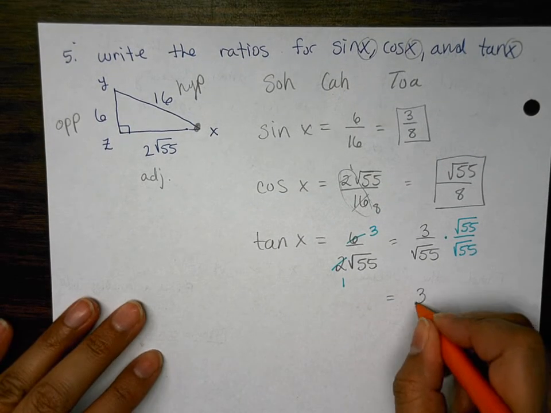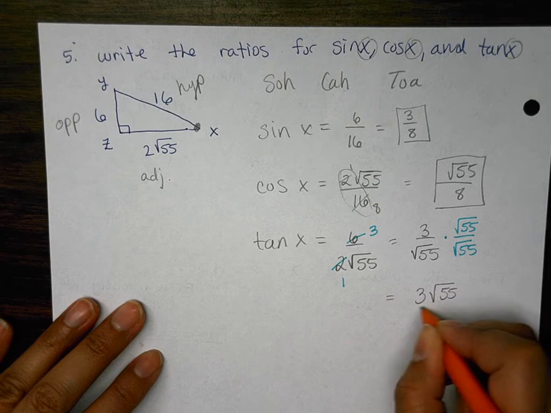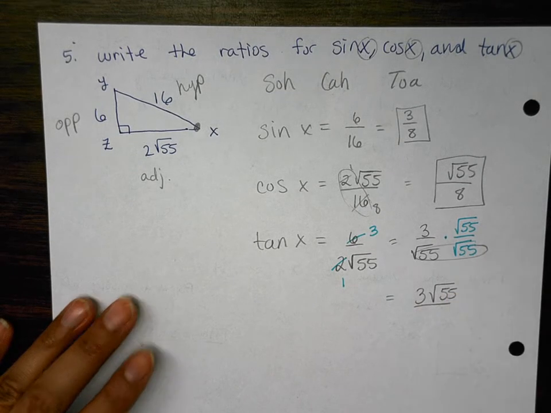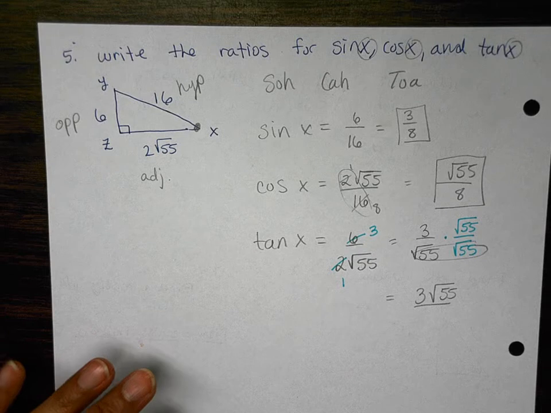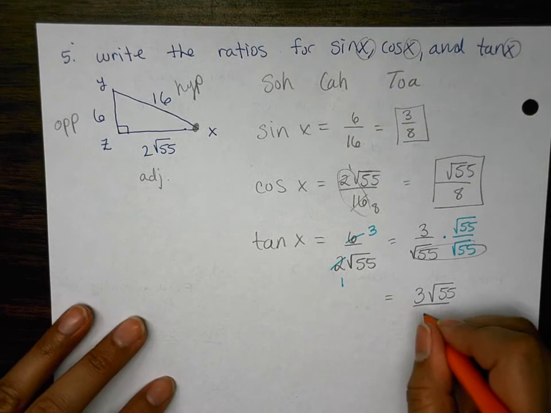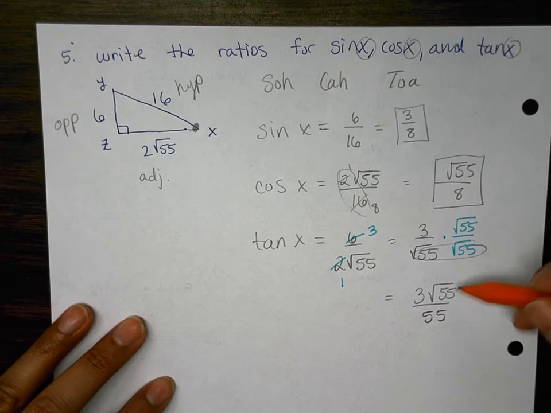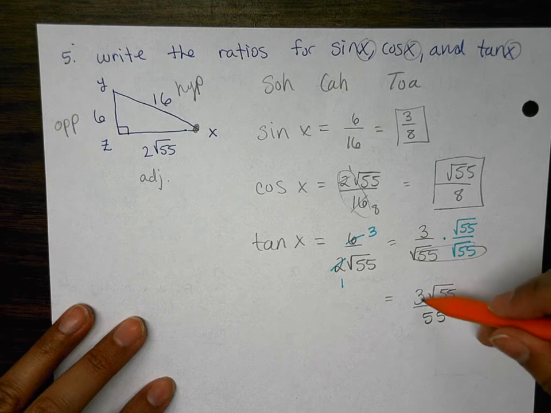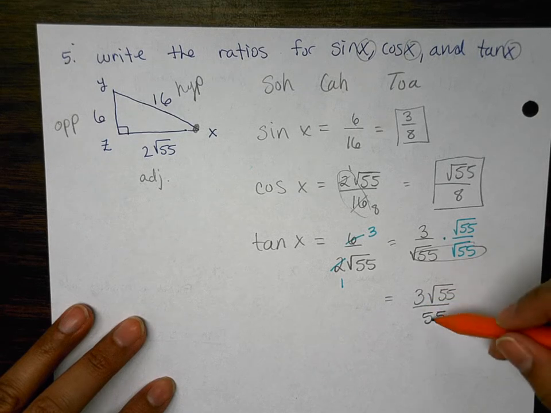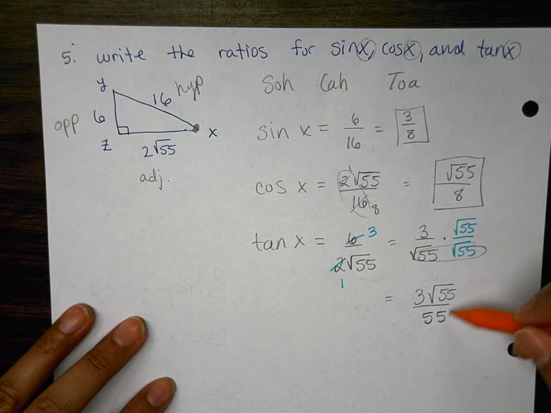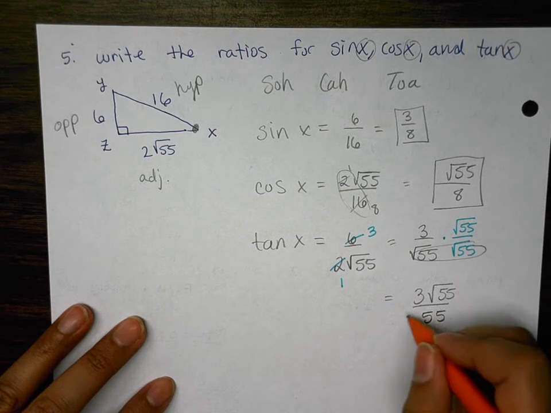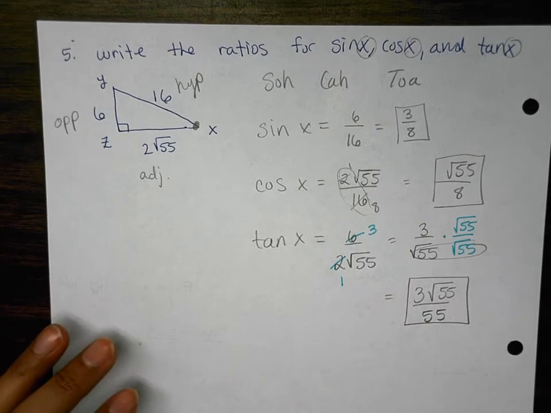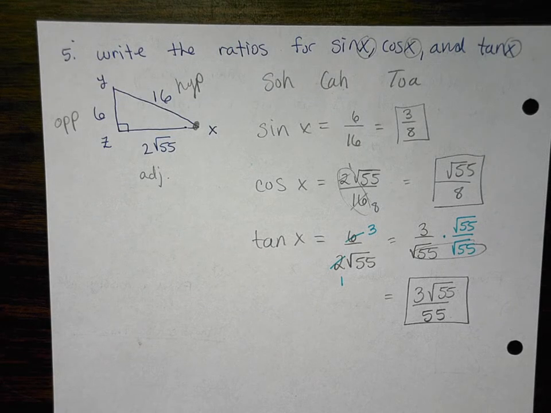What's 3 times root 55? 3 root 55. And because it's a pair, that's the whole reason why we do this. What's root 55 times root 55? 55. Can we reduce these two numbers? Are they reducible, the 3 and the 55? No. These two are reducible, but can I reduce a radical 55 with the regular 55? No, we cannot. This is the final answer.